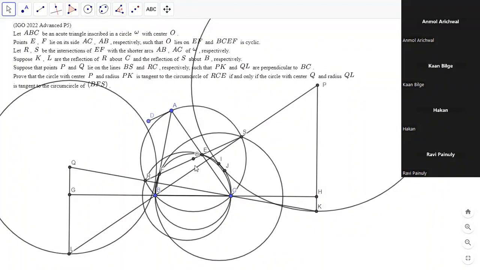But yeah, it looks really hard. And this diagram makes it almost look like the problem's not true. So yeah, I'm not sure.